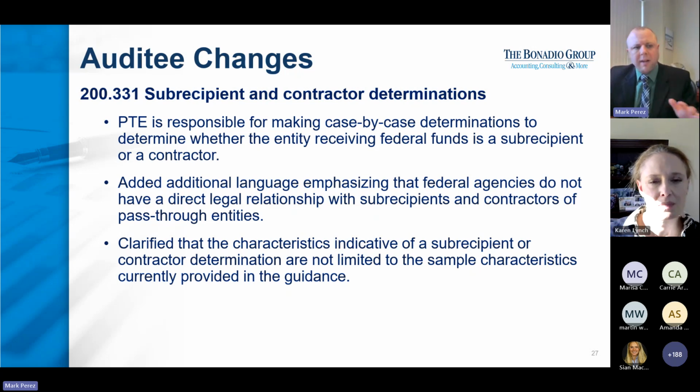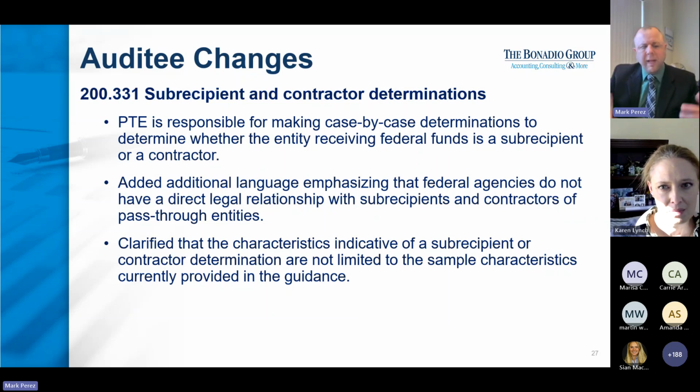And based on the poverty level, if I'm the one to determine eligibility, then I would be a subrecipient and I would have to report that funding on the CEFA.